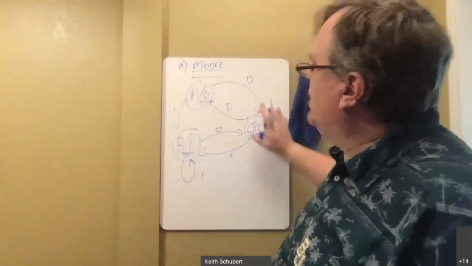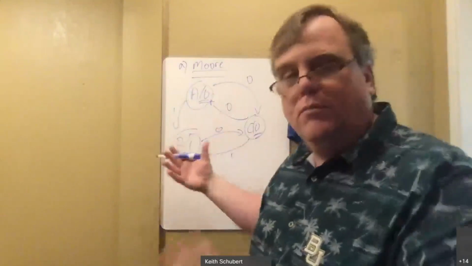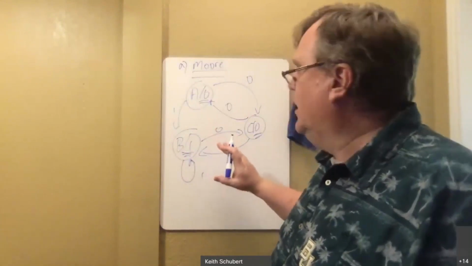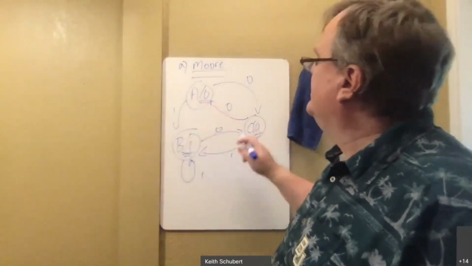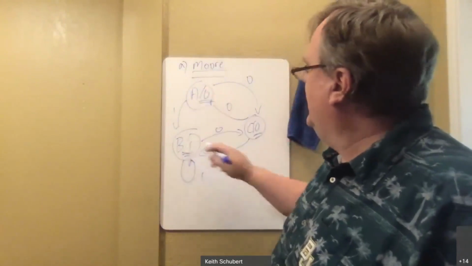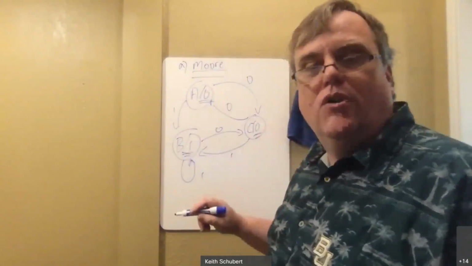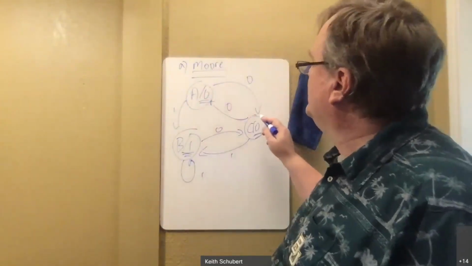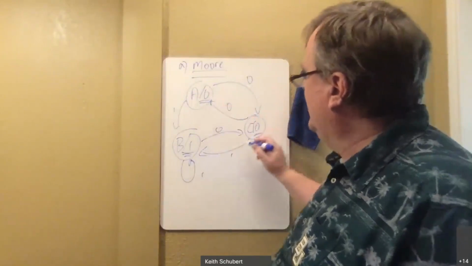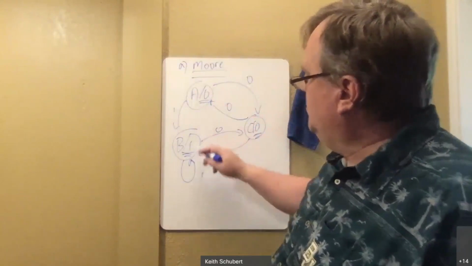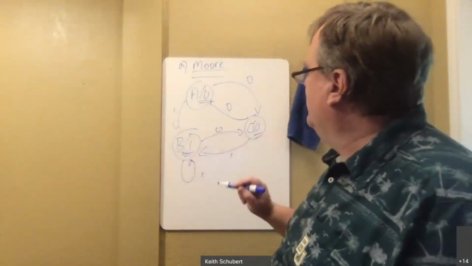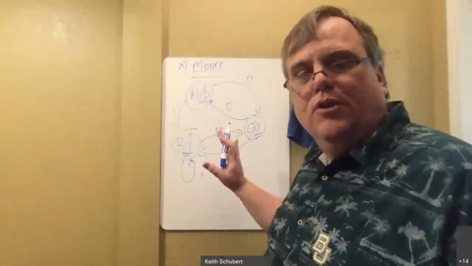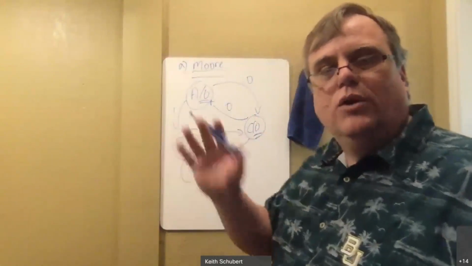I redrew the diagram. Aside from my own messiness, this should be exactly what you have for problem 2. It's got A, B, and C. A has an output of 0, B has an output of 1, C has an output of 0. You can see A has a 1 going to B. On a 0, it goes to C. C on a 0 goes to A, and to B on a 1. And B stays at itself on 1, and on a 0 it goes to C. So that should be a reproduction of the diagram that you were given.